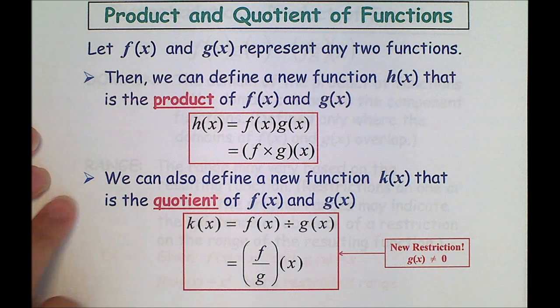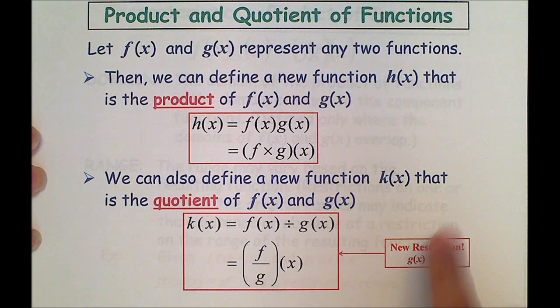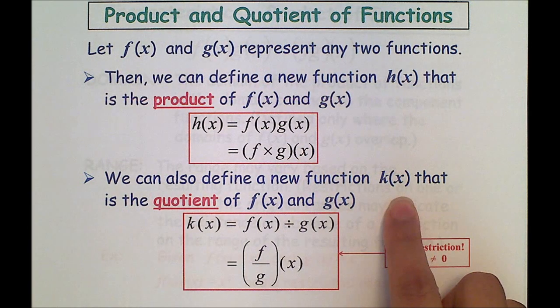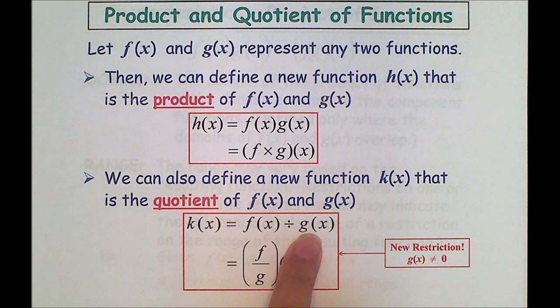You can also define a new function which we'll call k of x. It doesn't really matter what variable you choose. This is just a convenient one to use. So we can also define a new function k of x that is the quotient of f of x and g of x. So we're looking at the division between the first function and the second function, or f over g of x, which means the same thing. You're still dividing the two functions.